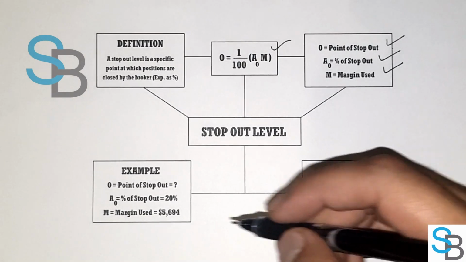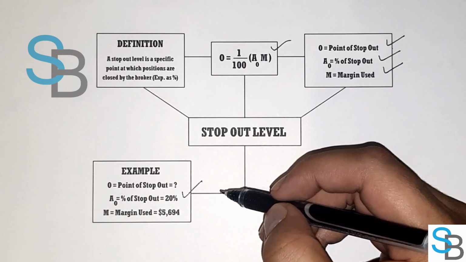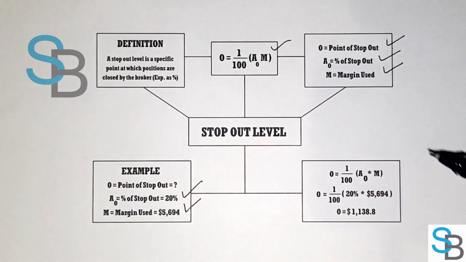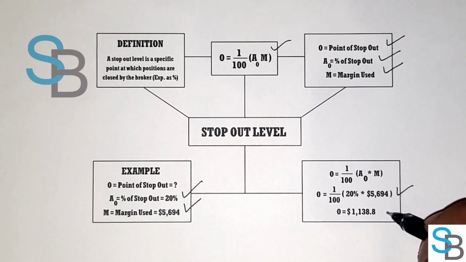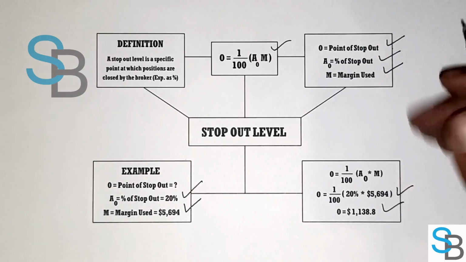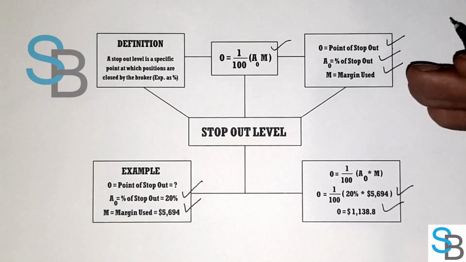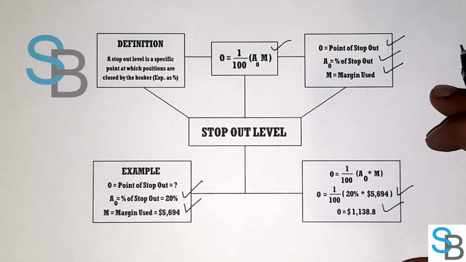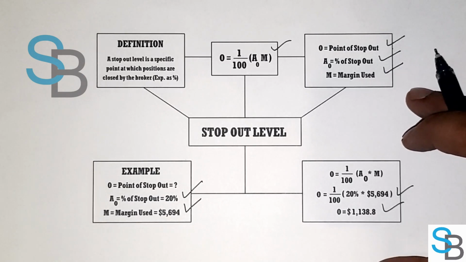Let's say the stop out level is 20%, and the margin used is $5,694. Multiply 20 by 5,694 and divide by 100 and you get the stop out at $1,138.8. Previously, we had received a margin call at $2,847, and if the market moves even further against us, we will be stopped out when our equity falls to $1,138.8.